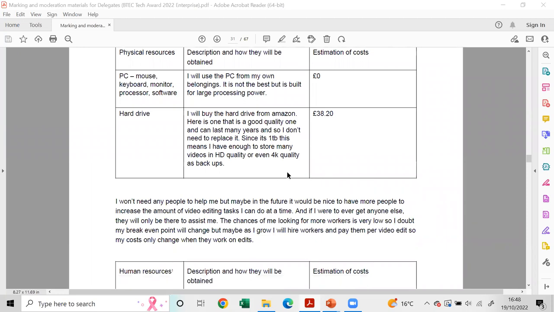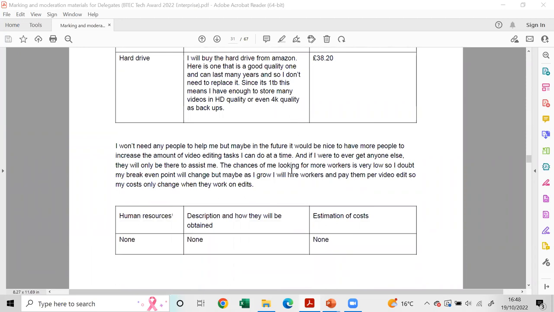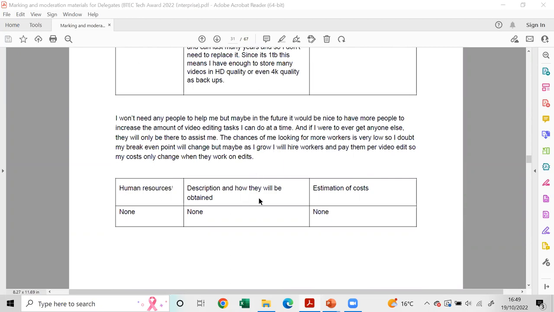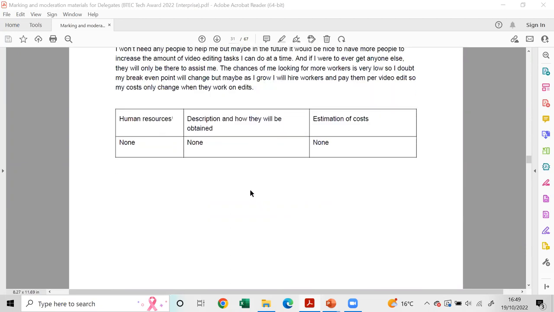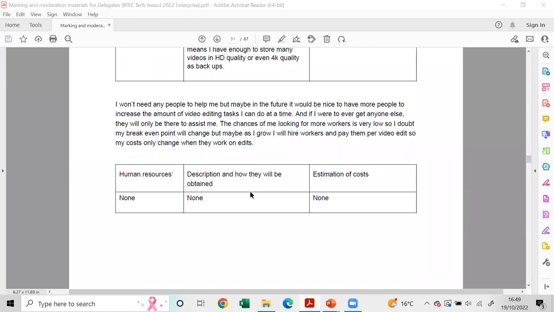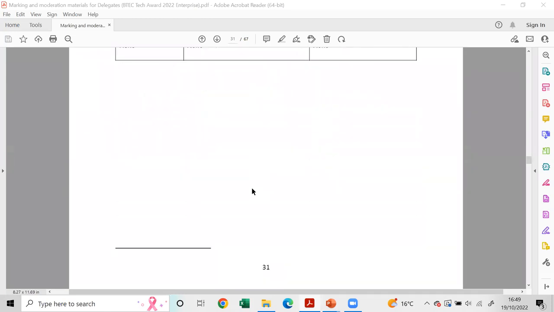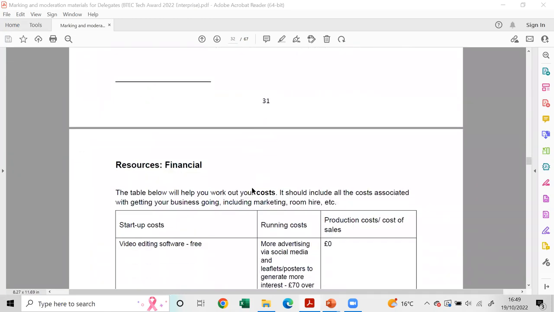Their resources, they've decided they've got the resources, their physical resources. They've thought they may need to buy a hard drive, and that's the only thing they've thought about. They haven't necessarily thought about things like broadband costs, antivirus, firewalls, you know, electricity. They've not thought about those. So again, you've got to ask yourself, is that fully realistic? Have they fully thought about everything?